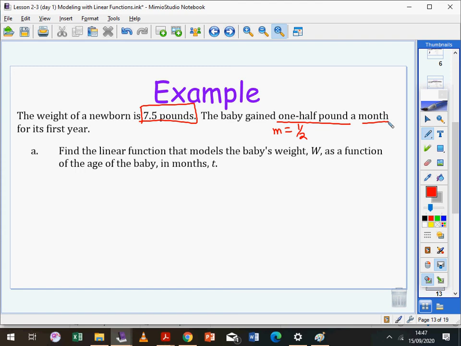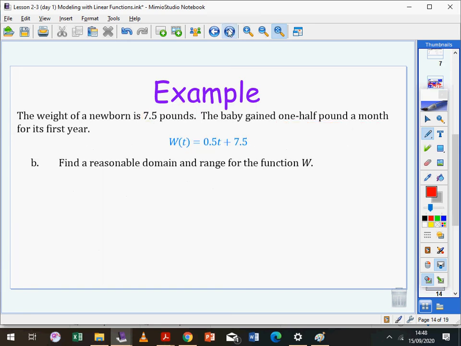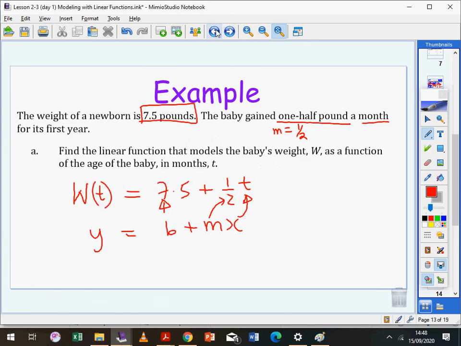So the weight of the baby as a function of the time, which is the month, is going to be the initial value, which is 7.5, plus the rate of change, 1/2 times t, where t represents the number of months. And I hope you can see that this looks very similar to y is equal to mx plus b, where b is the starting point, m is the slope, and x is the input value, or in this case, the variable. Alright, so we have our function, w is equal to 0.5t plus 7.5, which really is the same thing as this, just rearranged.